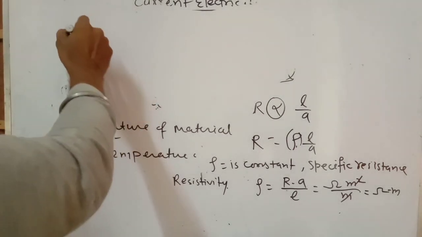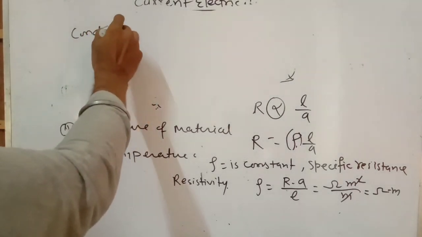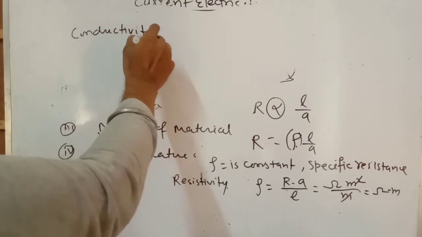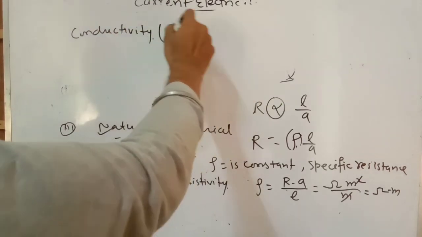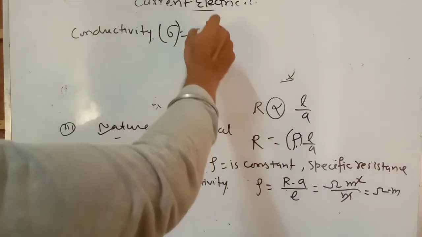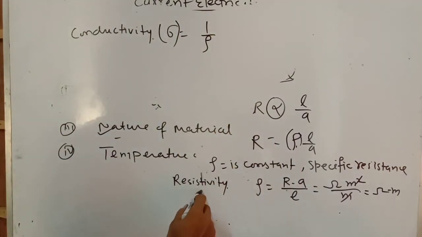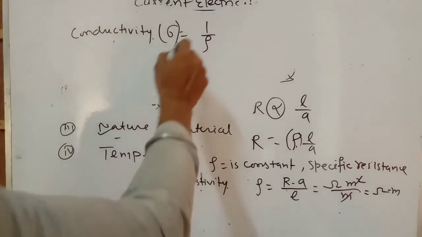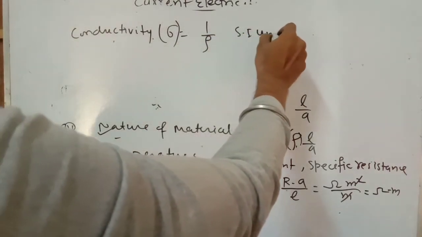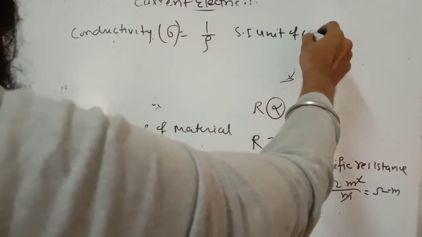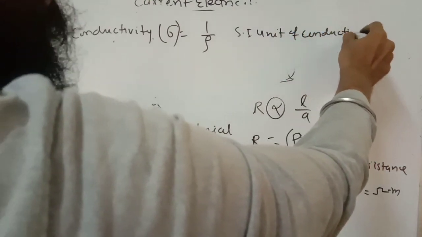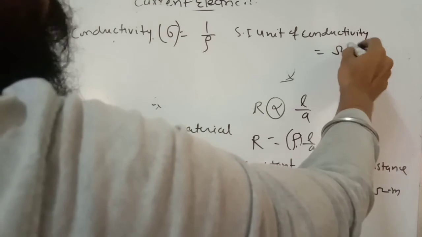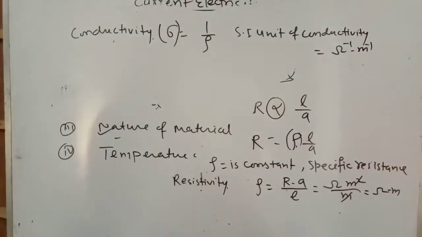Similarly you can write conductivity. Conductivity is sigma, the reciprocal of rho, that means the reciprocal of resistivity. That is called conductivity. So the SI unit of conductivity, you can write, is ohm inverse meter inverse.